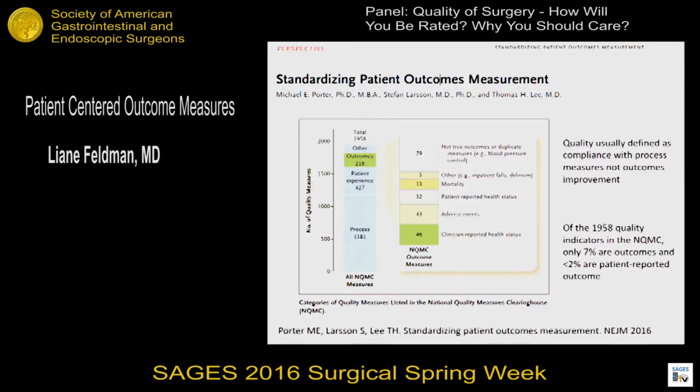So how are we doing in using outcomes, the endpoint, the result of care, to measure quality? Well, we're really at the beginning of this journey. And this isn't just about surgery. We heard about the National Quality Measures Clearinghouse. If you look at all of their measures in this clearinghouse, over 1,900 measures, more than 93% of the time, quality is defined as compliance with process measures and not outcomes improvement. In fact, only 7% are outcomes, and less than 2% are patient-reported outcomes.